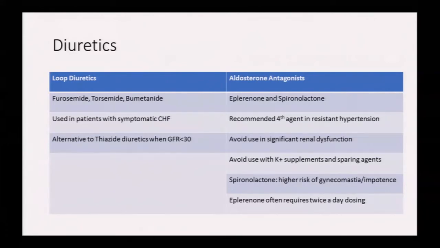Aldosterone antagonists, eplerenone and spironolactone, are actually recommended to be added as the fourth agent in patients with resistant hypertension who are already on 3 agents, one of them being a diuretic.